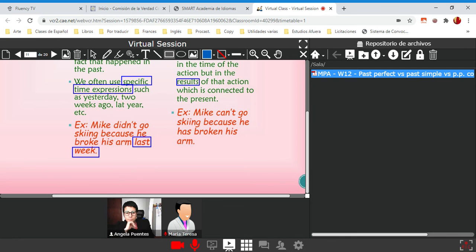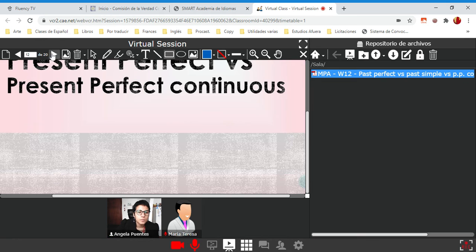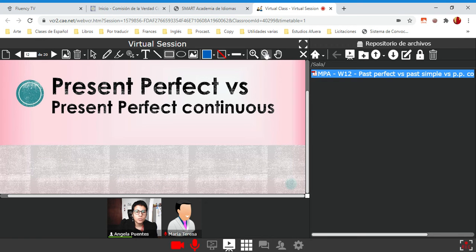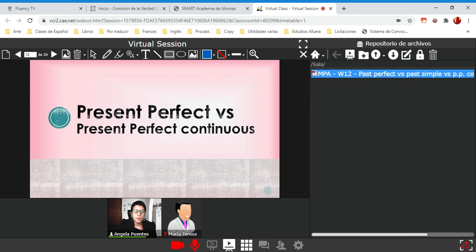Okay, good. Do you have questions about the comparison between these? No. Very good. So the next thing that we have is the other two tenses: present perfect versus present perfect continuous. Okay, that's the other tense that we have.